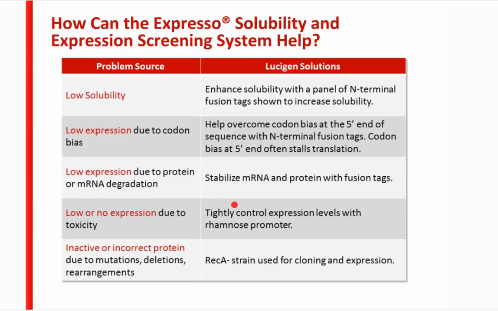Tight promoters can also help with low expression levels or toxicity by controlling that basal level of expression and allowing us to fine-tune the expression. And then to avoid mutations, we use a RecA- strain, so recombination minus, for both cloning and expression. So the whole system is really designed to help you hedge your bets right from the beginning of your experiment. So you're giving yourself the highest probability of success in your initial screens for soluble protein.